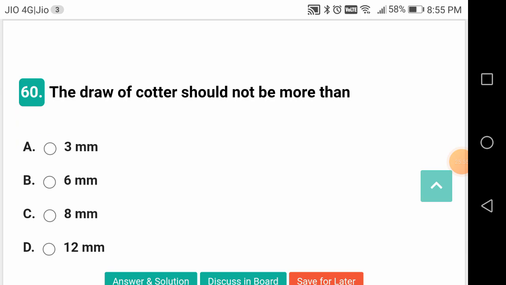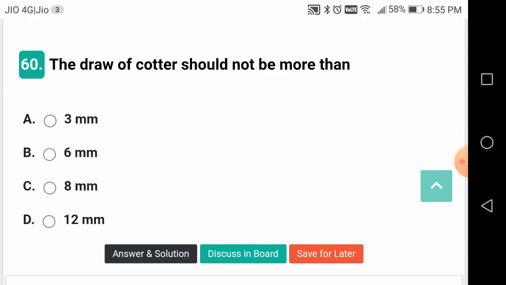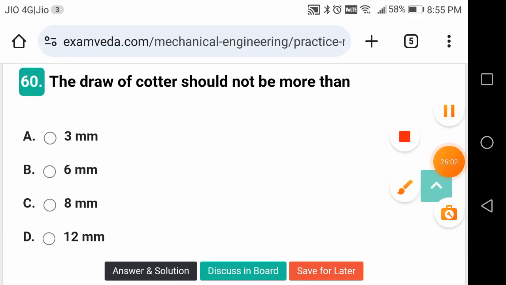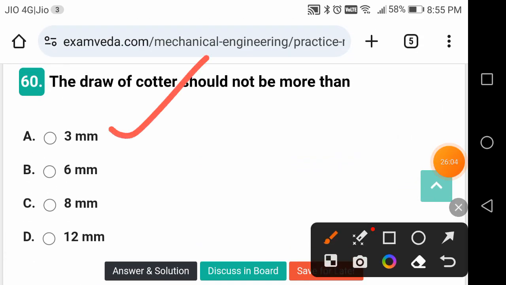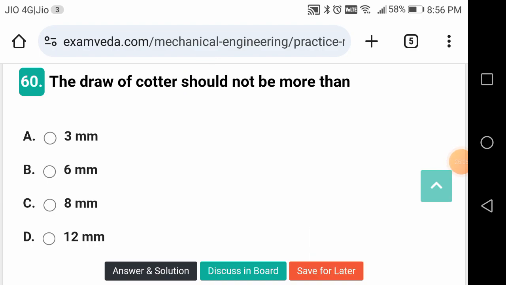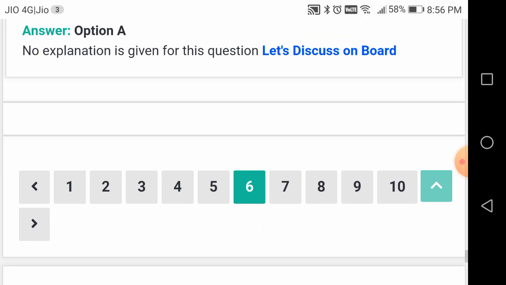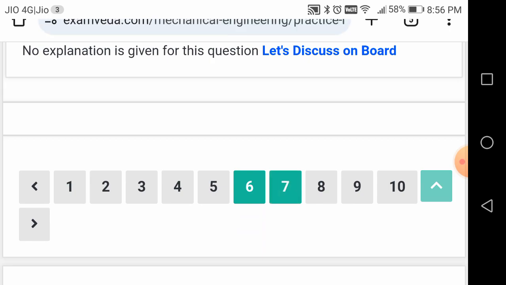The draft cutter should not be less than, once again an important question, it should be 3 mm minimum... see, maximum, this is the maximum, draft cutter should not be more than 3 mm. Remember these maximum and minimum values.